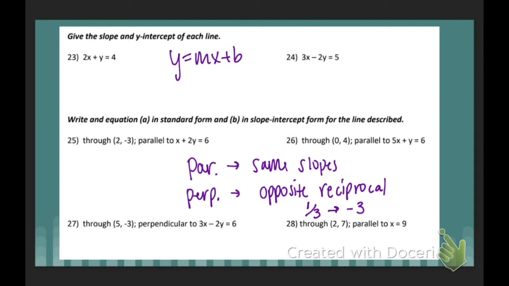For problem number 28, I suggest you graph that line. Think about what a line that's parallel to it would look like, and make sure that it goes through that point.